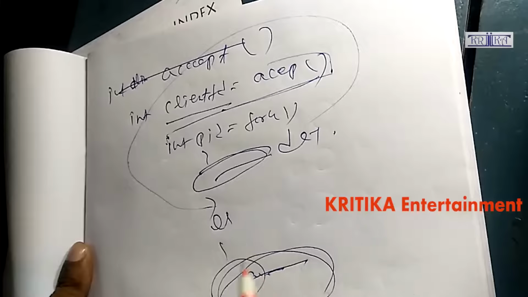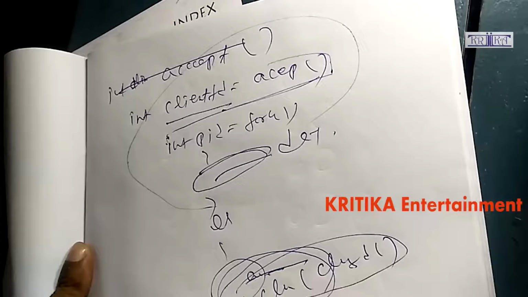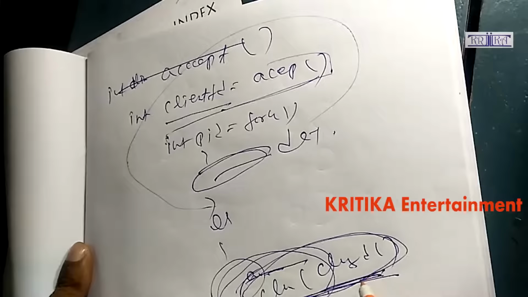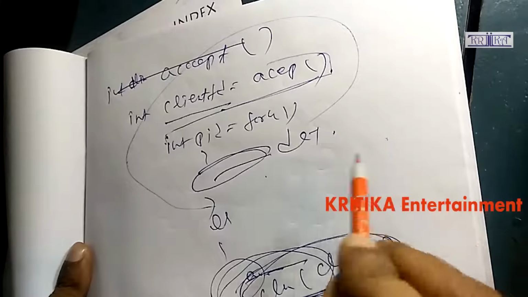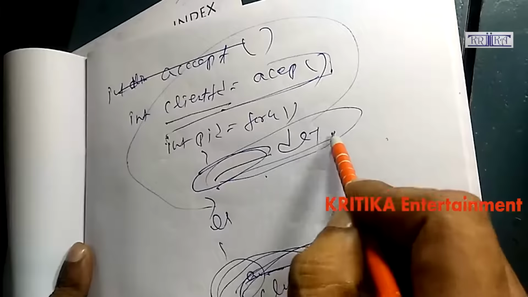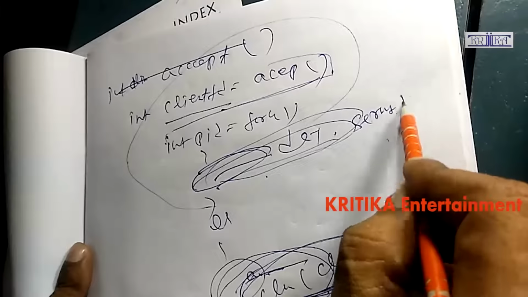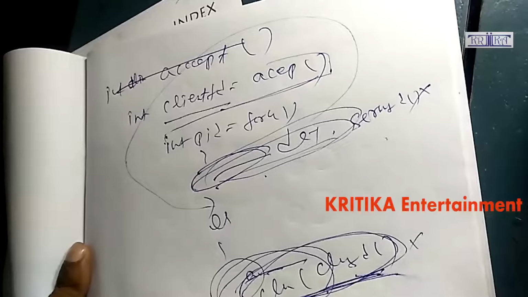Here we only write close client fd, because in the connection part there is no need to write it. Client fd is used for data communication. Now in the data communication part there is no need for the server fd. Here we close the server fd, here we close the client fd.